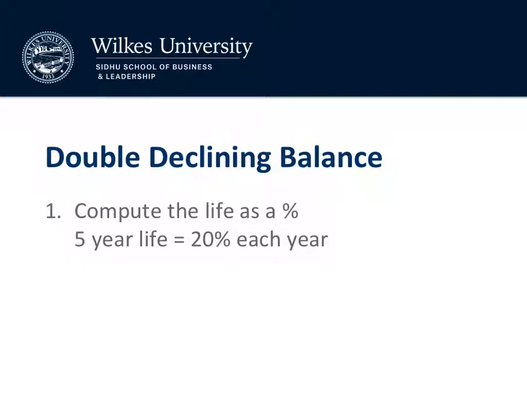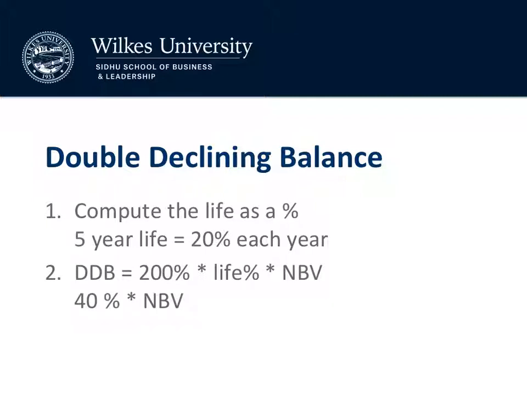First, compute your life as a percentage. When we did straight line, we took 1/5 of the depreciable base each year. You could also say we took 20% of the depreciable base each year. So if it's a 5-year life, 1 divided by 5 is 20% each year. Second, we're going to take 200% of that. So we're going to take 20% each year times 200%, multiply that by the net book value, and that's each year's depreciation. So we end up with 40% times net book value as each year's depreciation.